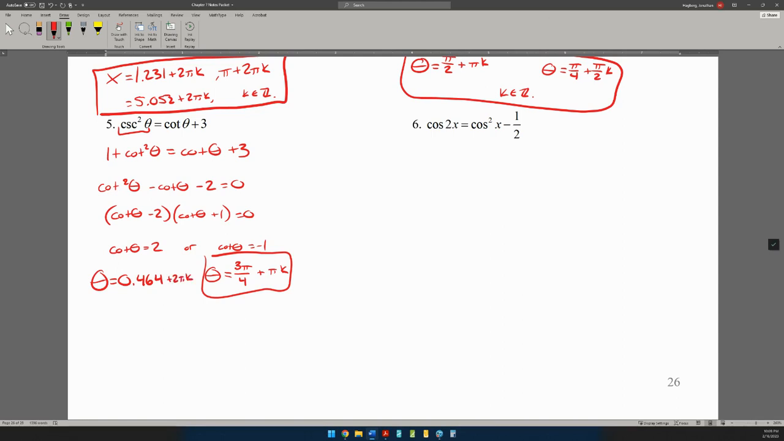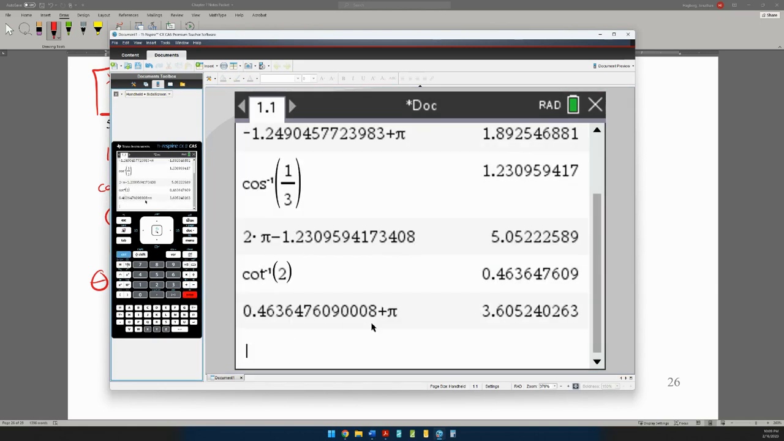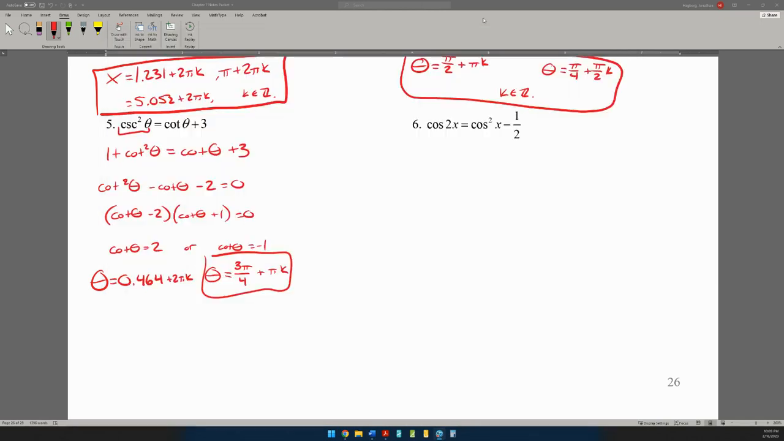However, we also have to consider the angle in quadrant 3. Remember, the cotangent is positive 2 in quadrants 1 and quadrant 3. So to find that other angle, we're going to add pi to get that angle directly across from it. So we're going to add pi, Control Enter, 3.605. So actually, we could just say that 0.464 and then plus pi k. And so that's just saying plus that half rotation. So that's a great way to consolidate that one, actually.